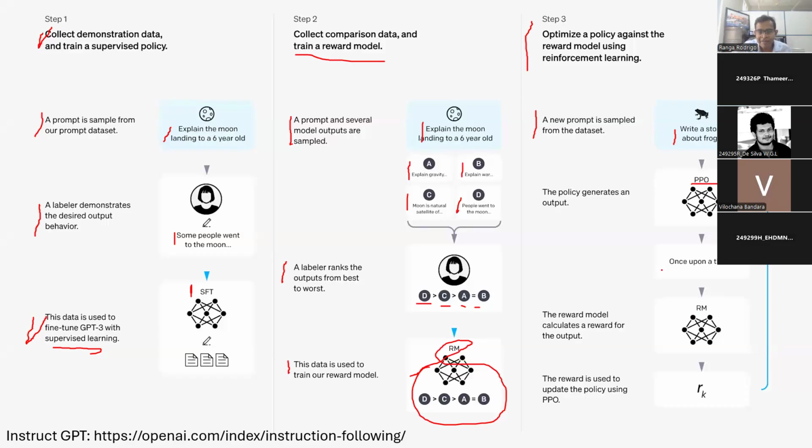So once this generates an output, the reward model we have already learned will say whether it's good or bad. Actually, it's not good or bad, but a number. The reward is used to update the policy using PPO. Yeah. So this is how they trained the so-called InstructGPT. When a person gives an instruction, how it produces an output, they trained it through this pipeline.